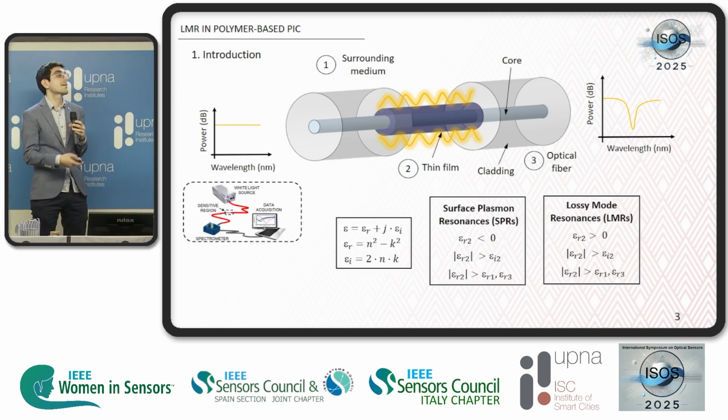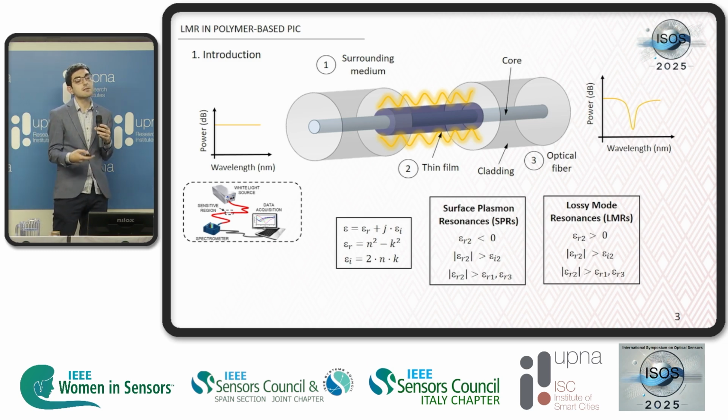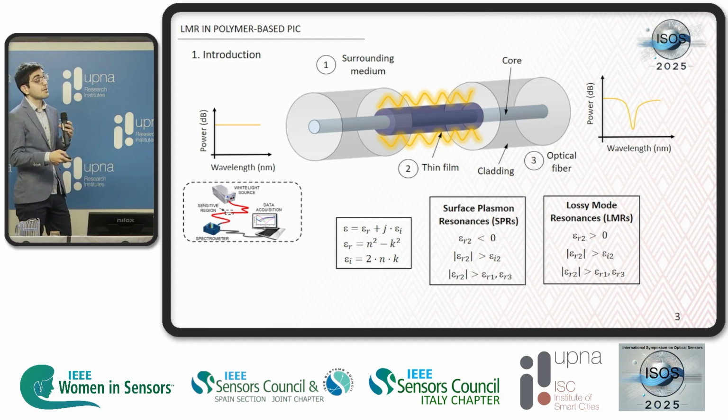These are the classical conditions that we always say for generating lossy mode resonances, LMRs, or perhaps you are more familiar with surface plasmon resonance, SPRs. You see the conditions are pretty much the same. The critical difference is that here the real part of the permittivity of the thin film material has to be positive, and here it is negative.